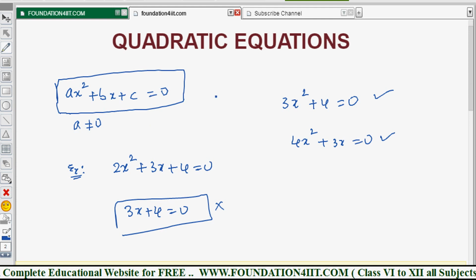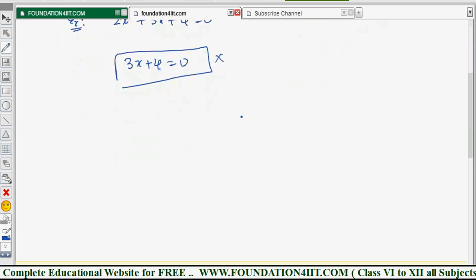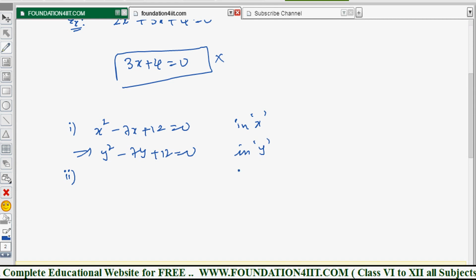Now let us see other examples, in case it is a fraction type. For example, let me write two examples here. x square minus 7x plus 12 is equal to 0. This is a quadratic equation in terms of x. Instead of this, y square minus 7y plus 12 is equal to 0 is also a quadratic equation in terms of y. Right? Now let us see fractions.